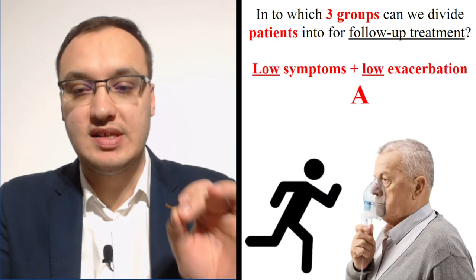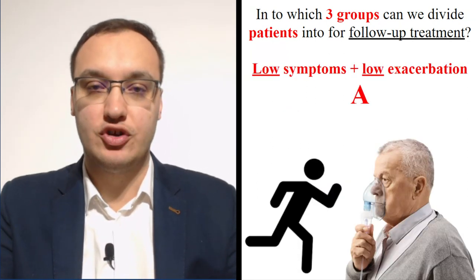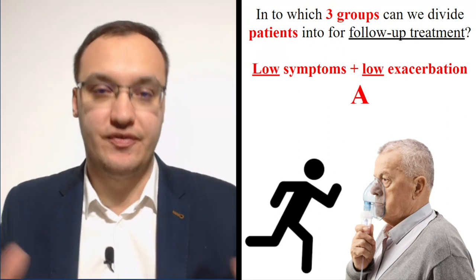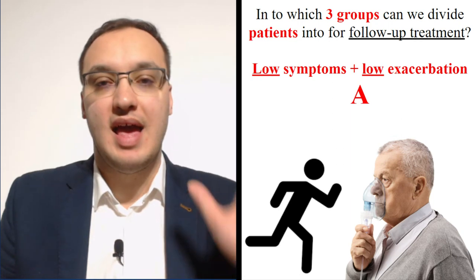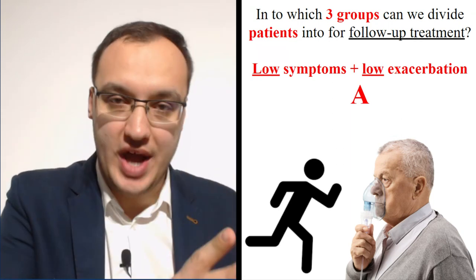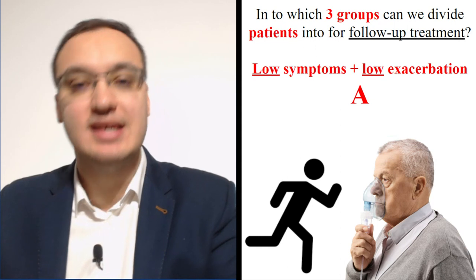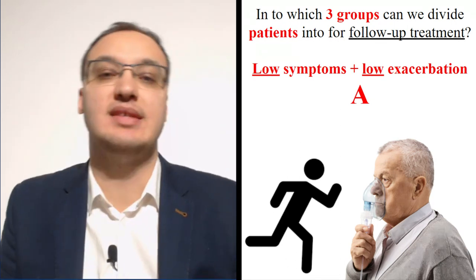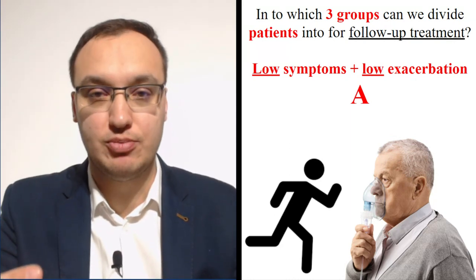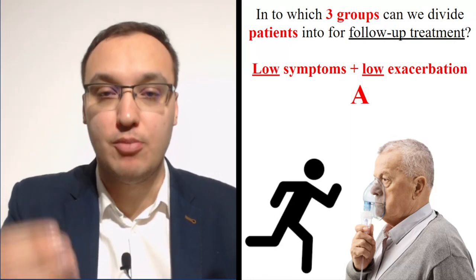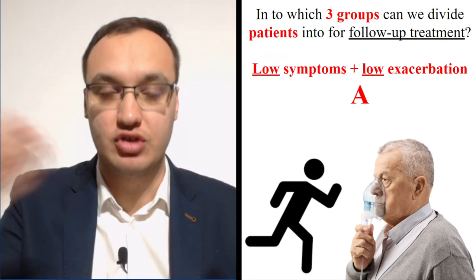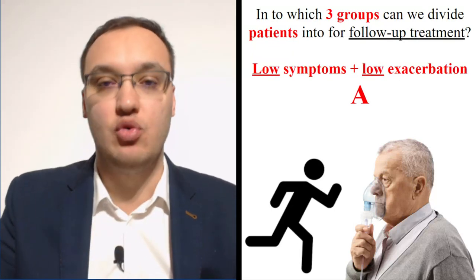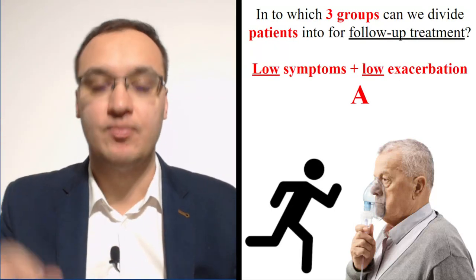Then we will treat this in the following way. I wrote here A, because there exists an ABCD classification system. A and B stand for low exacerbations. C and D stand for high exacerbations. The difference between A and B is that B has a high amount of symptoms, meaning more than two on the modified Medical Research Council scale that we talked about, meaning he cannot even dress up or can only walk slowly. These are category B then.